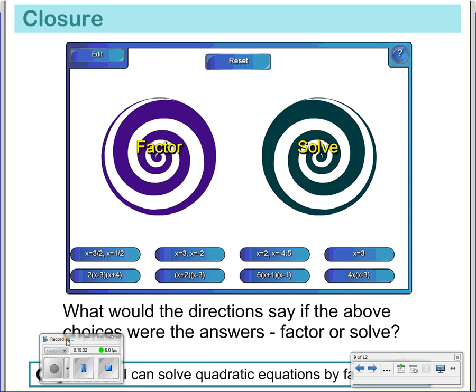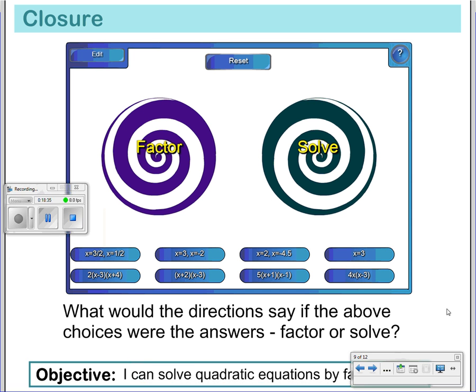So if you were in class, we'd do this little closure, but since you're not in class, that will conclude topic 14-6.